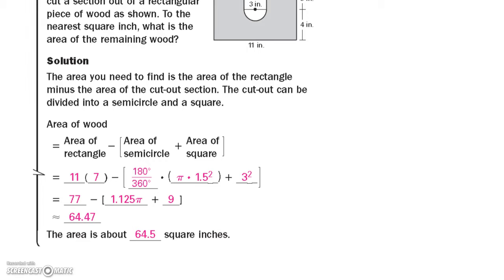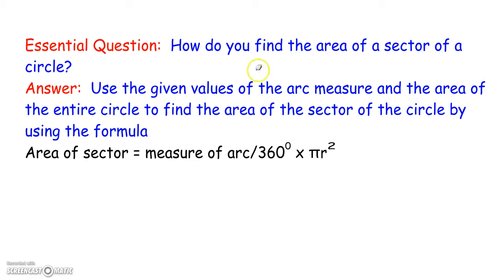So what was the question that we started out with that you should be able to answer? How do you find the area of a sector of a circle? In straightforward basic terms, you take the measure of the arc over 360. That gives you the fraction of the circle that the sector makes up, and then you multiply it times the area of the entire circle, and that product is the area of the sector. But also remember, we went a little further on that, and we looked at different unknowns.